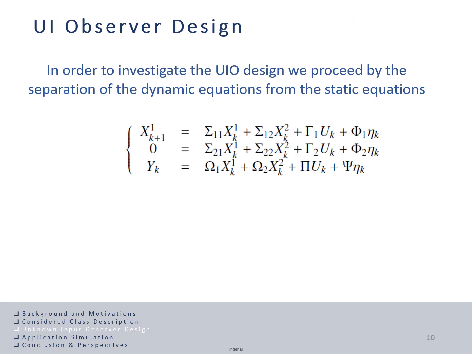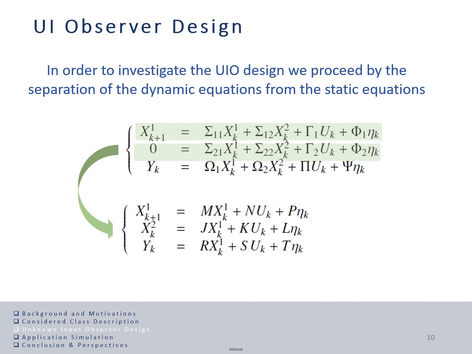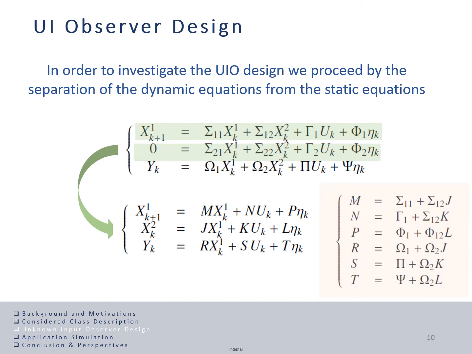In order to investigate the unknown input observer design, we proceed by the separation between the dynamic equations and the static equations in the model. Then the system can be rewritten as follows, in which M, N, P, R, S, and T are matrices given as follows.